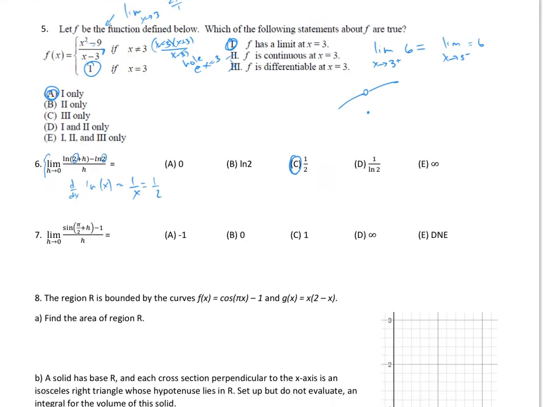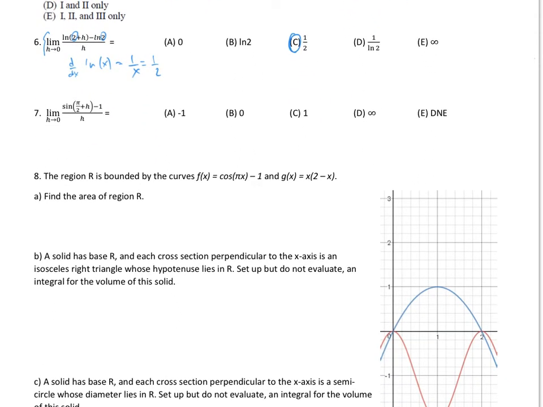So the next one, number 7, the limit as h goes to 0 of the sine of pi over 2 plus h minus 1 over h. Now, this is, again, similar to what we're looking at there. We're looking at the definition of a limit, and this is the sine of x at pi over 2, because the sine of pi over 2 is our 1 value, so that matches up. So we need to take the derivative of sine of x at pi over 2.